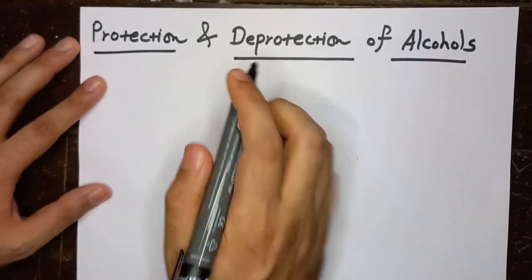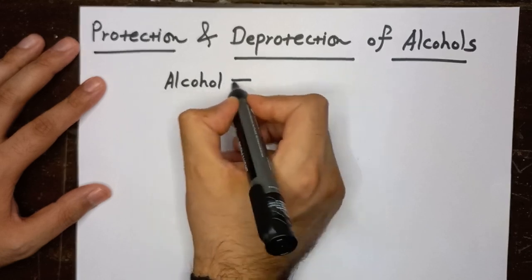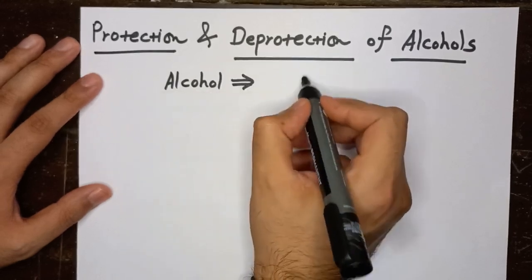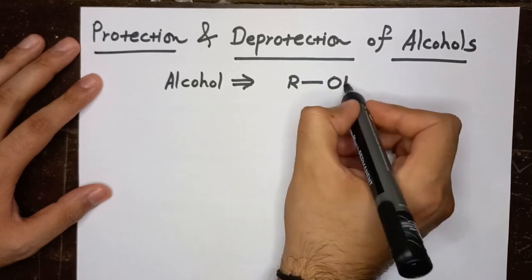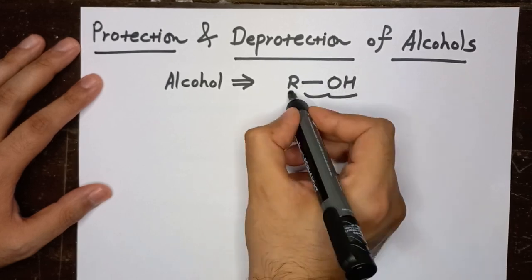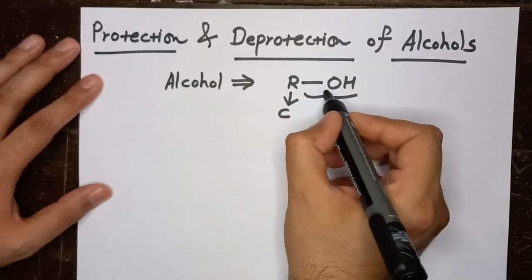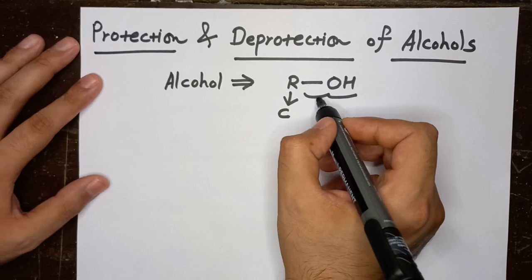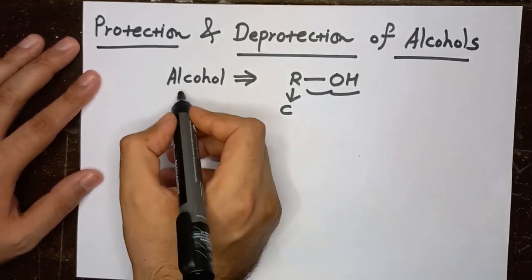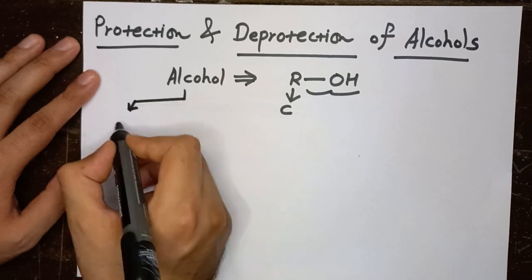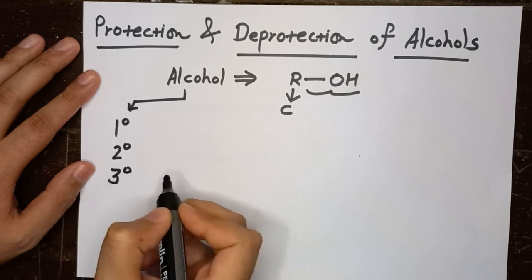Okay, so what is the alcohol functional group? In an organic molecule, when a carbon is attached to a hydroxyl group, this R is representing a carbon atom. When it is attached to an OH group or a hydroxyl group, this is what we call an alcohol functional group. Now alcohols can be of three types. We have 1 degree alcohol, 2 degree and 3 degree.